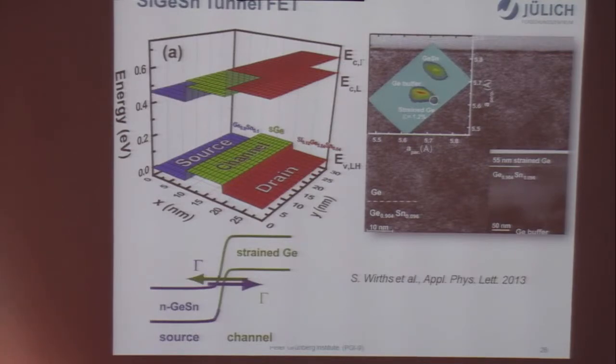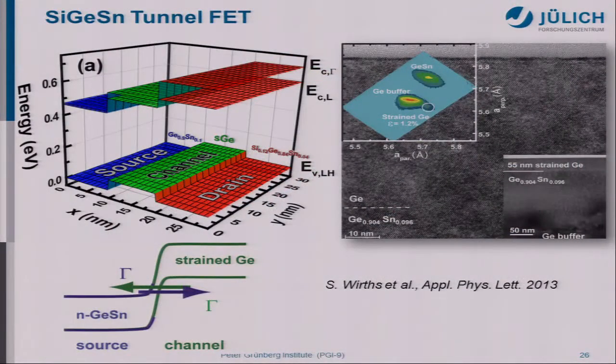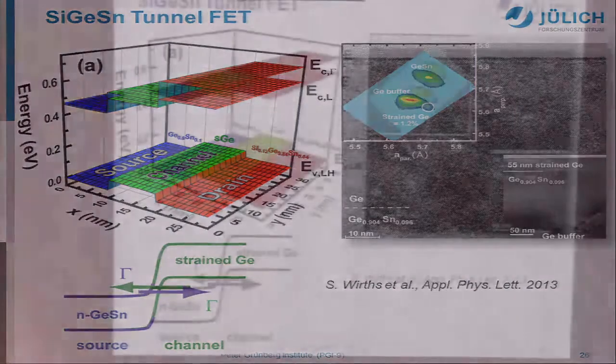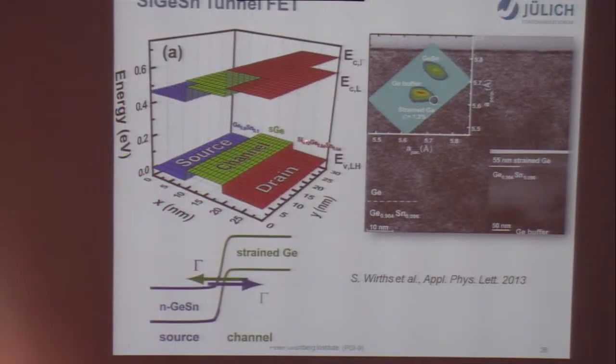For the new materials, we also try to integrate silicon germanium tin, for example here the heterostructure TFET with germanium tin as a source, tensile strained germanium as a channel, and silicon germanium tin as a drain.